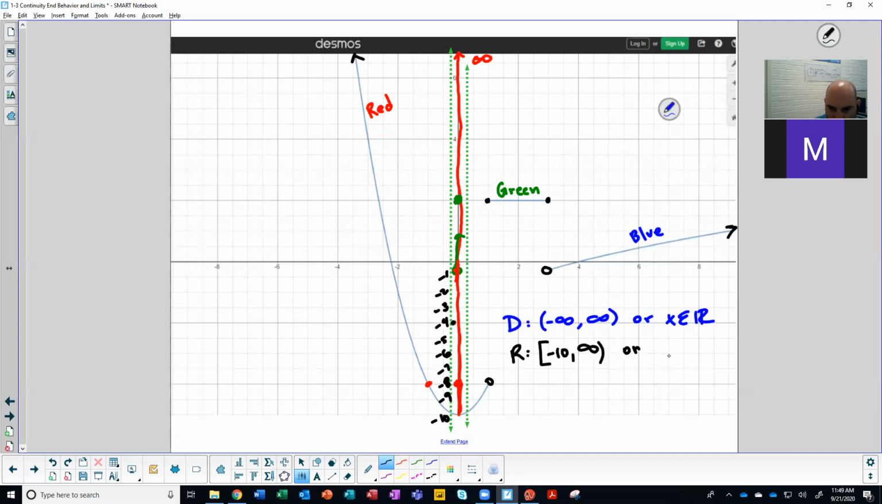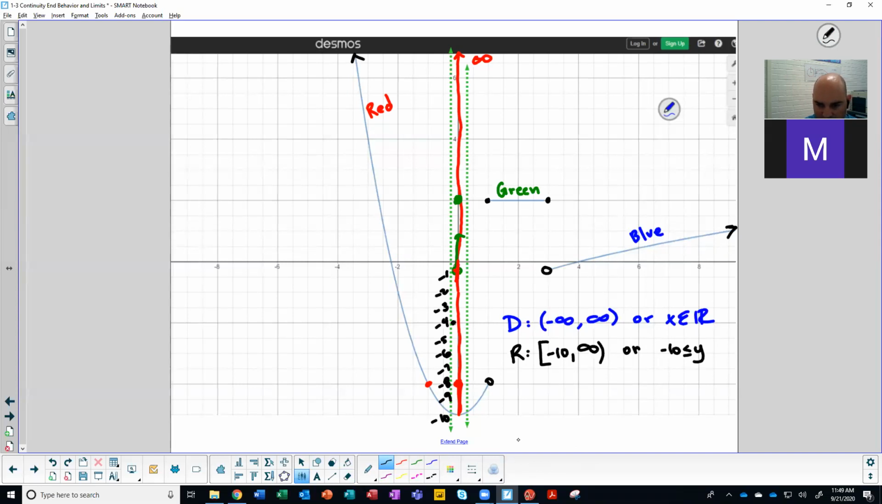Or you could say that -10 is less than or equal to y. And when you write in this form, you don't have to write less than infinity. You don't have to include infinity, so I can leave that away. These would be the two ways of writing the answers. So I'm going to pause the recording and let y'all talk about what is different on the range as opposed to the domain.